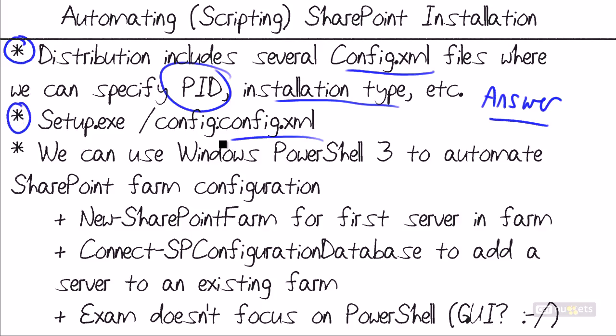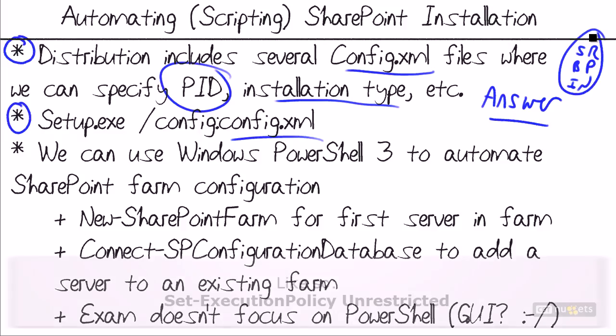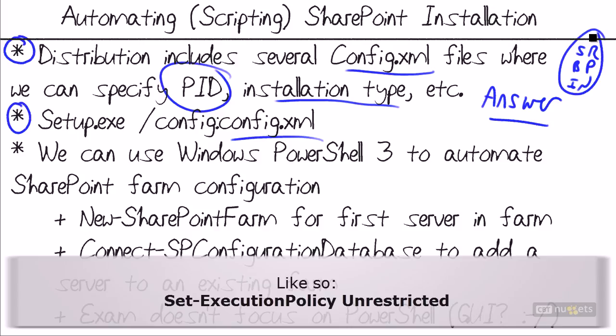It's /config: and then the path to the config.xml. And that's all there is to it. So we can feasibly link with PowerShell the server role prerequisites, the binary prerequisites, and then the actual installation, all in one .ps1 script file. Now you'll recall that in Windows Server, scripts are blocked from running by default, so you'll need to at least temporarily adjust the execution policy of your SharePoint server such that the script will in fact run.